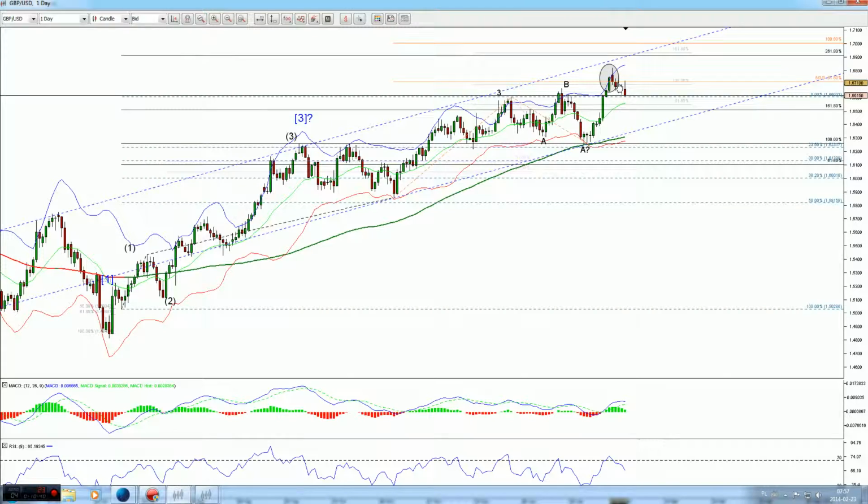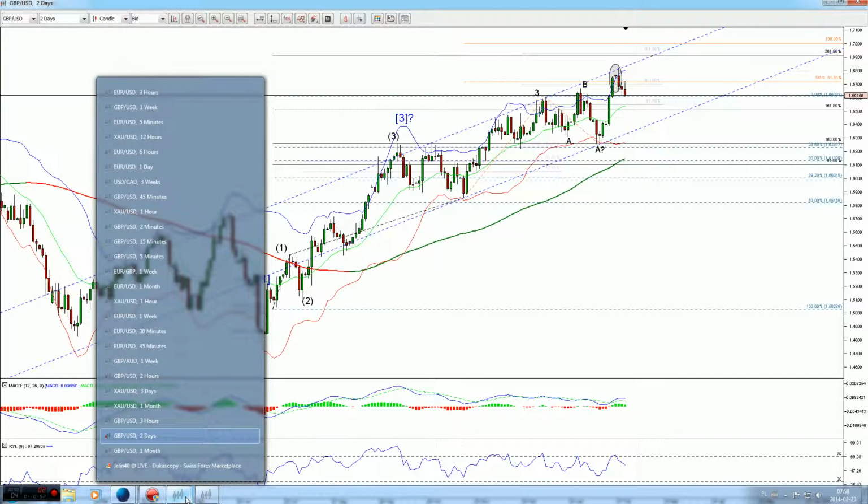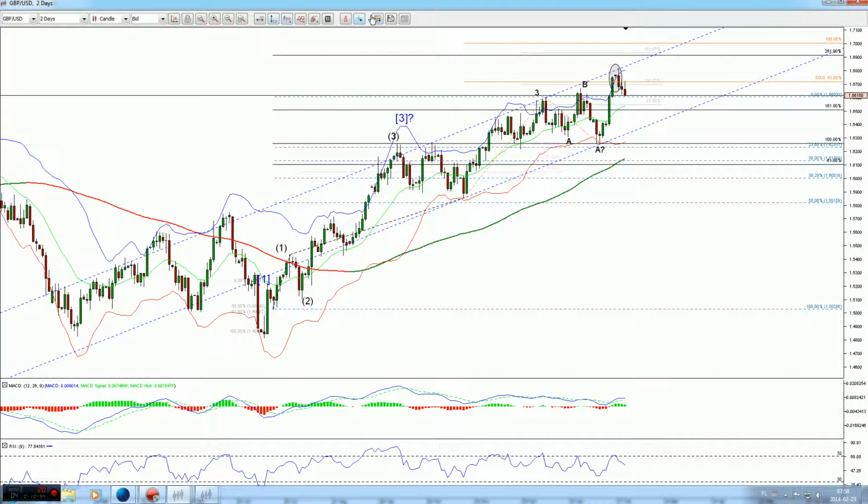You may think, okay, what is going on here? What is the market doing? And you can see it on the 2 days chart. There is a reversal signal. Okay, good. So this is the 2 days chart of the Great Britain pound.